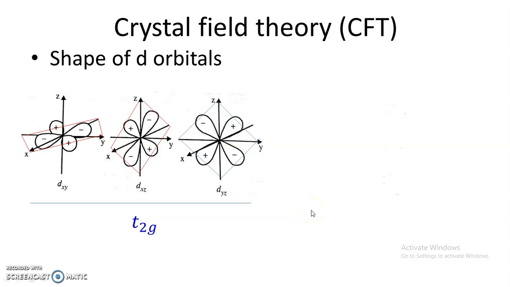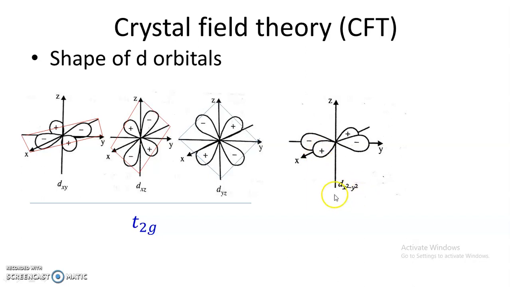Now consider the 4th orbital, that is dx square minus y square. Again consider the x and y axis, and the z axis is at right angle to the xy plane. In case of the dx square minus y square orbital, the 4 lobes are oriented along the x and y axis, and these 4 lobes are oriented along the xy plane, but here all the 4 lobes or 2 dumbbells are oriented along the x and y axis.